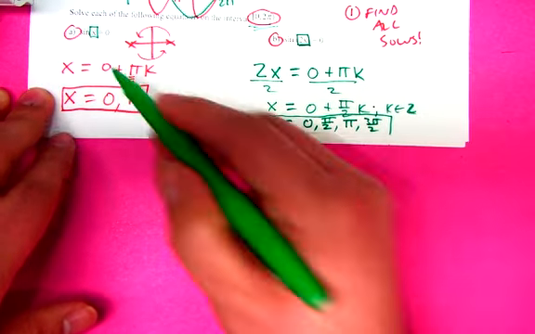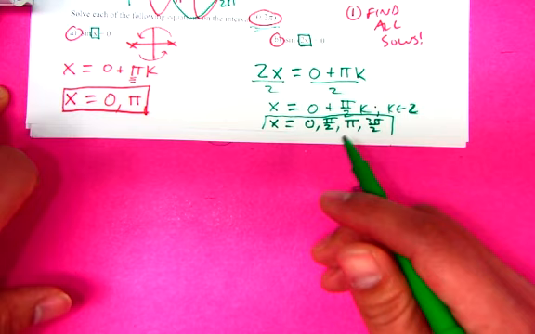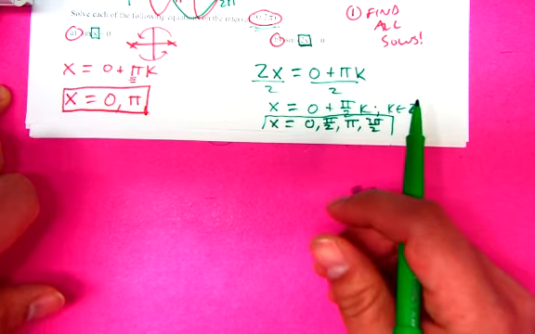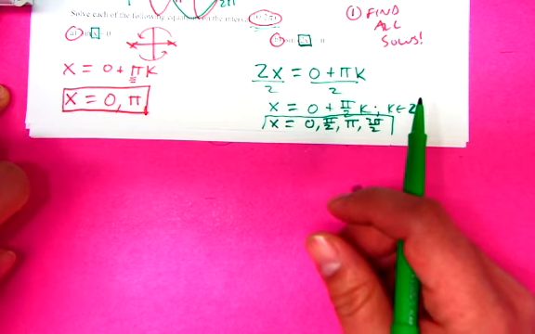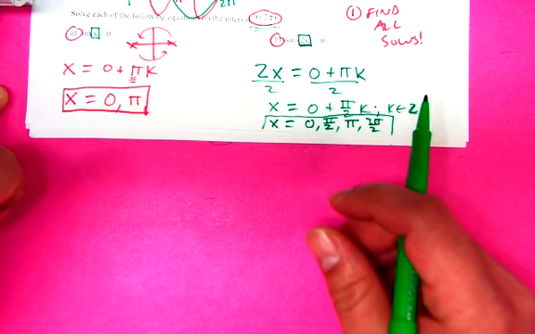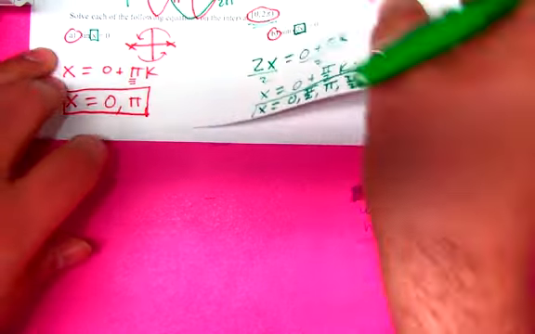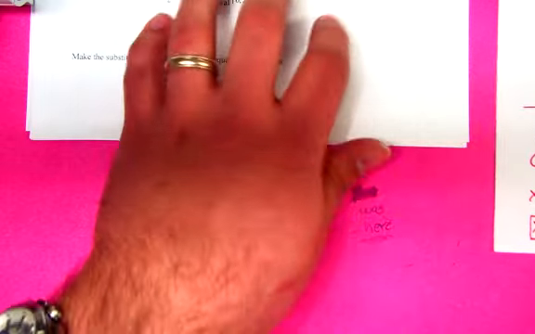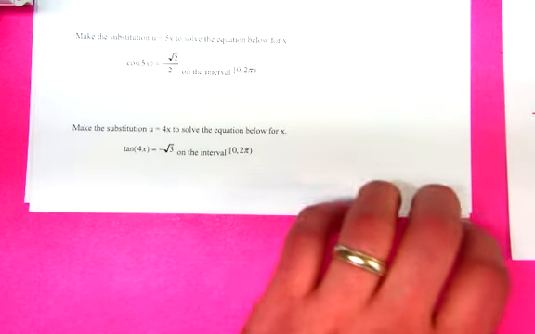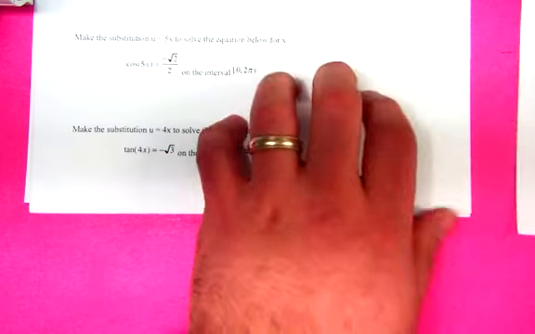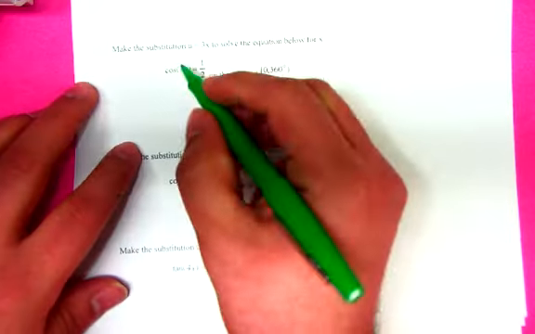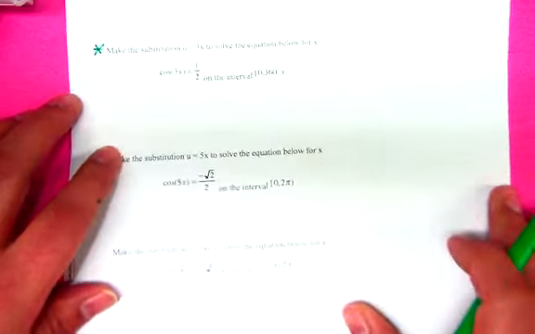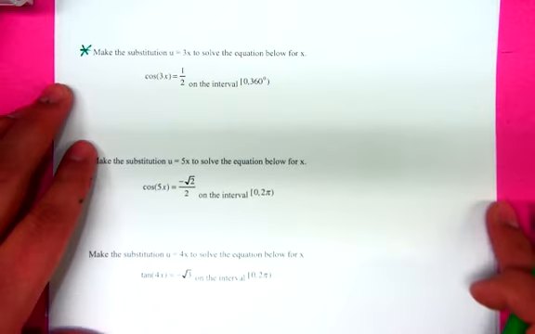Because pi over 2 has a sine of 1. All right, let's go on to the next page. Let's try this one right here, where it's cosine 3x equals 1/2.